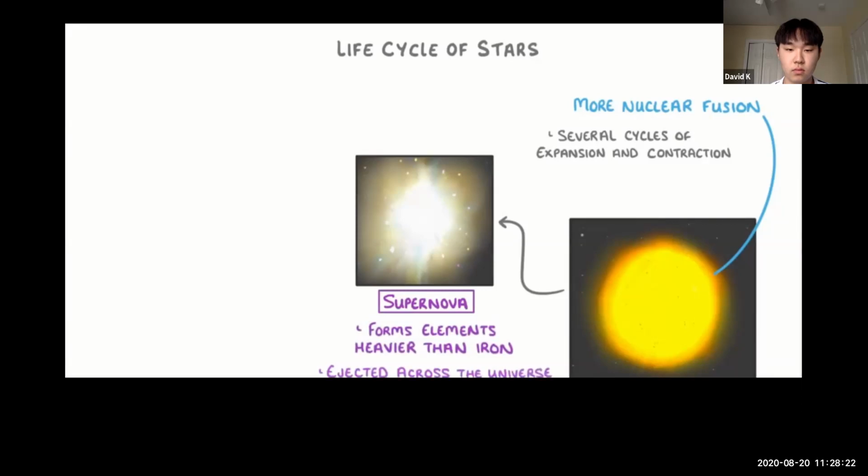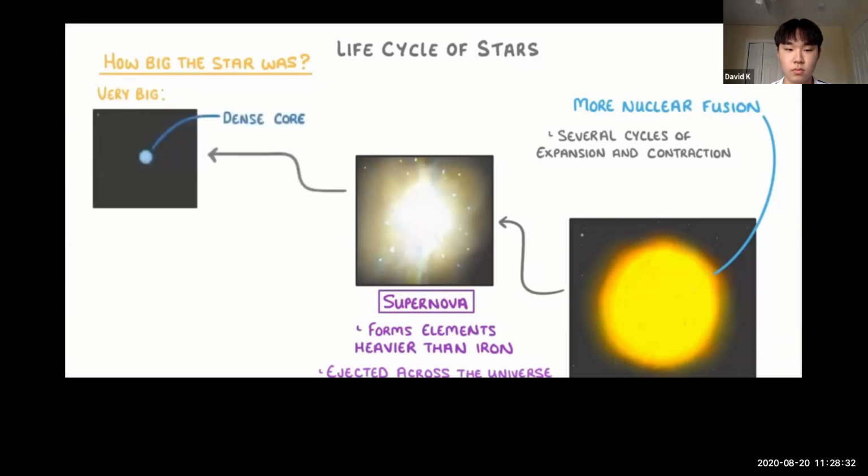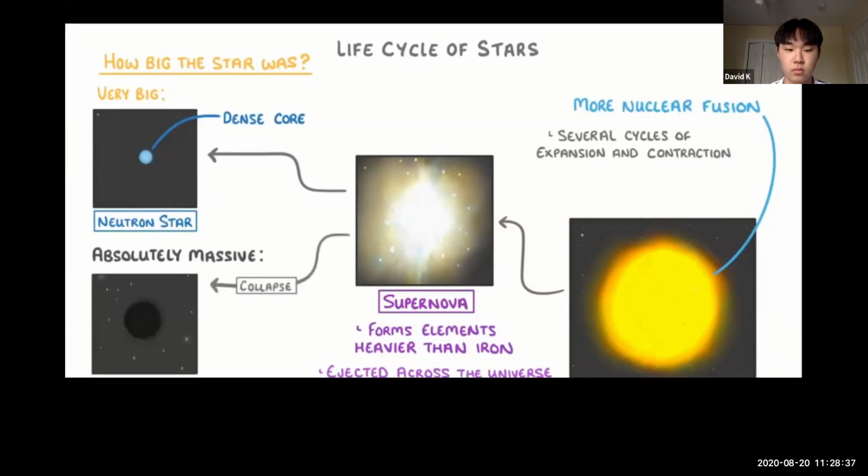What happens next, again, depends on how big the star was. If it was just very big, then it will condense into a very dense core called a neutron star. However, if the star was absolutely massive, then it might collapse in on itself and become a black hole. The reason we call them black holes is because they're so dense that their gravity is able to pull in any light that passes nearby, which means that they literally appear as empty spaces or tiny holes in the universe where no light is ever emitted.